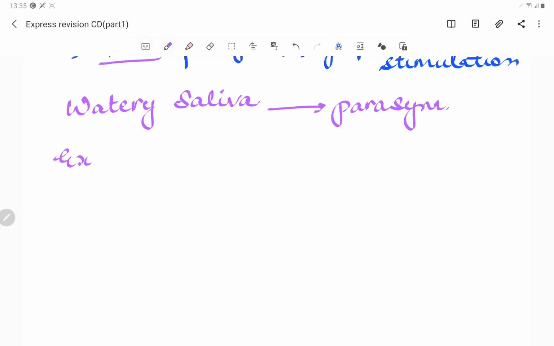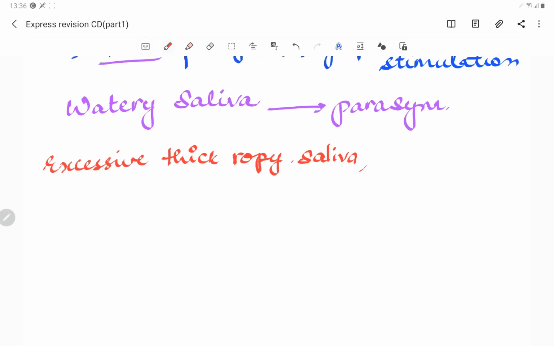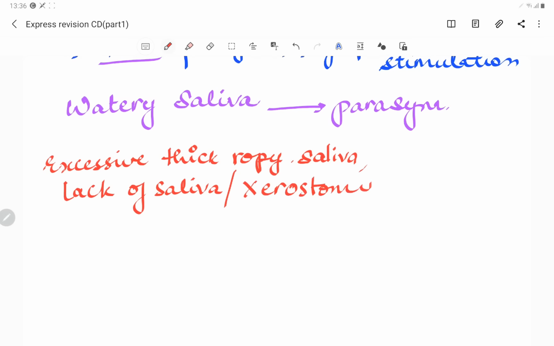And if we talk about excessive thick ropey saliva, or if there is even lack of saliva, another term that can be used is xerostomia. If the patient is having xerostomia, if there is too much ropey thick saliva, or if saliva is not present, in both the cases there is going to be decrease in the retention of the denture, right?